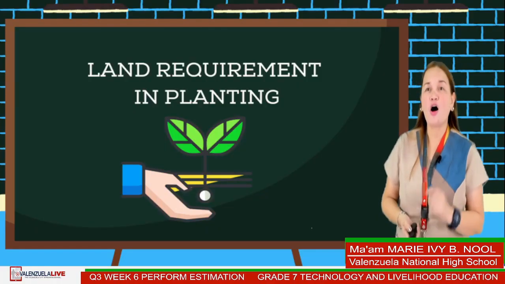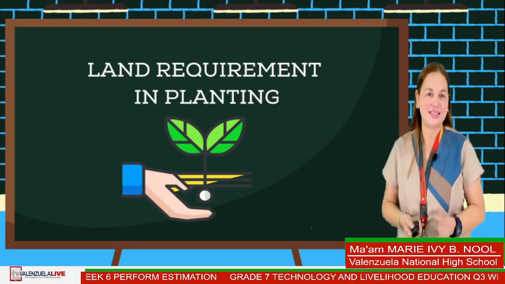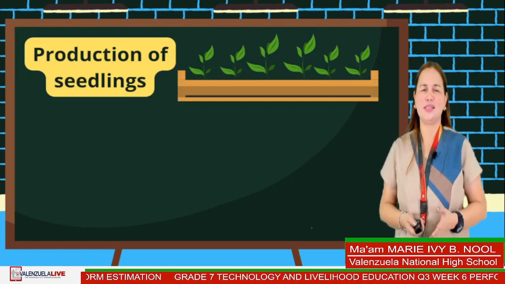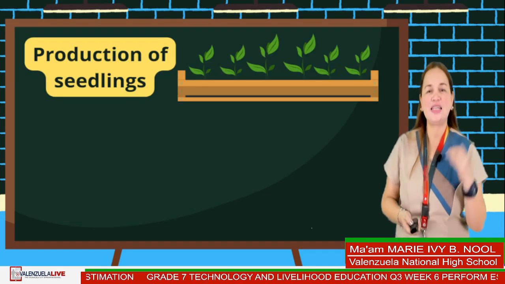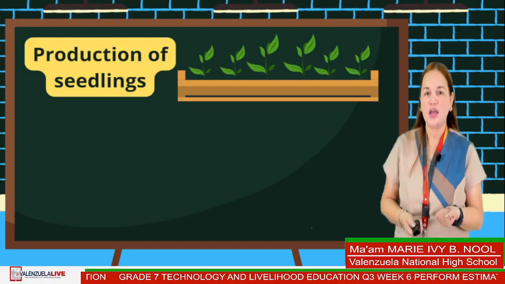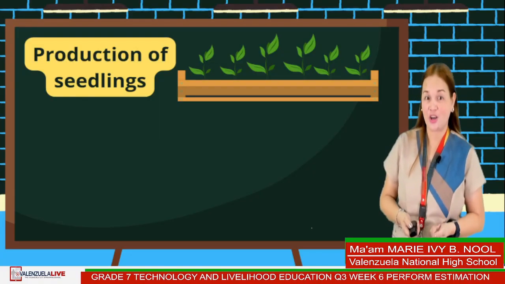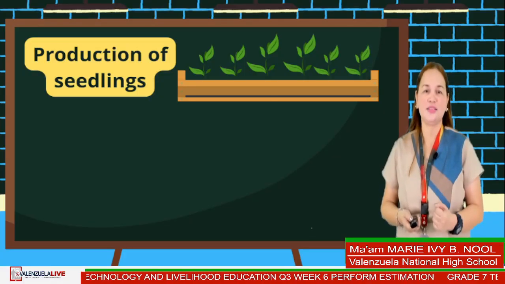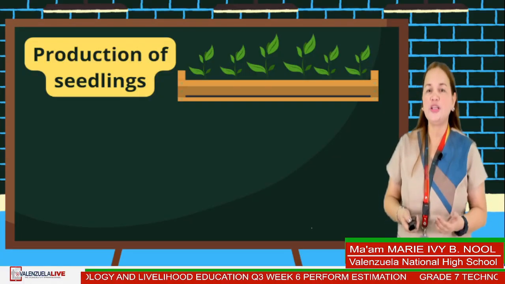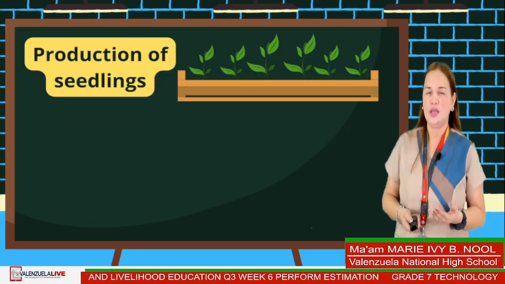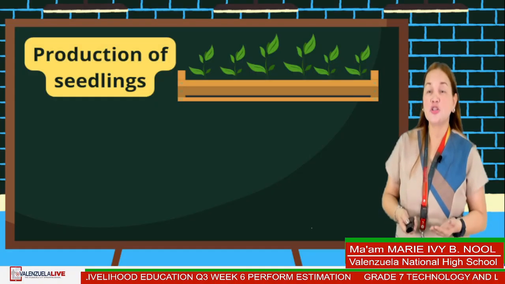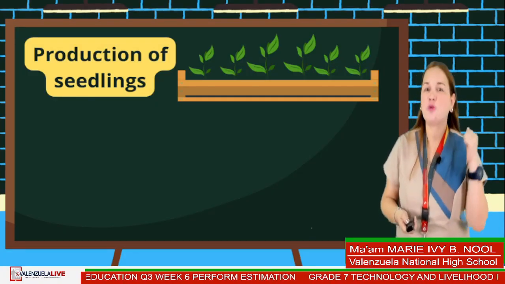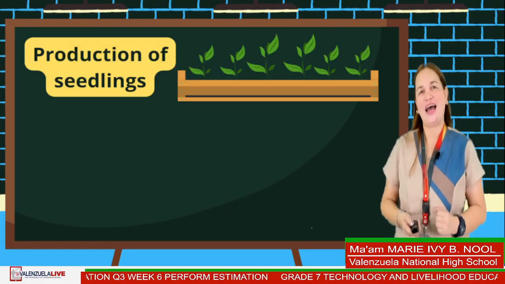Now, let's move on with land requirement in planting. Production of seedlings. Seedling production is an essential part of vegetable and floricultural crop production. Quality young plants are a high-value product that can improve early establishment of crops, increase finished crop quality, uniformity, and yield, and of course, decrease the production time.